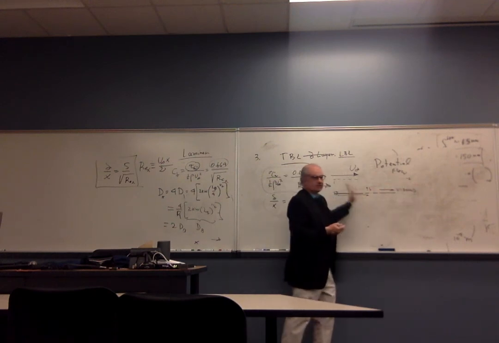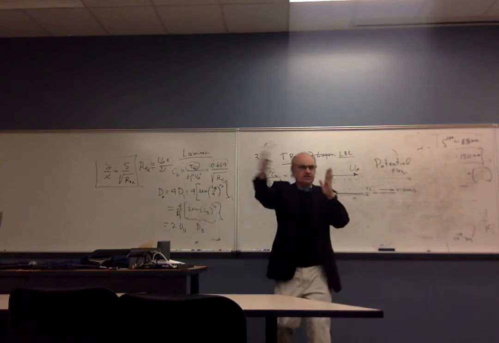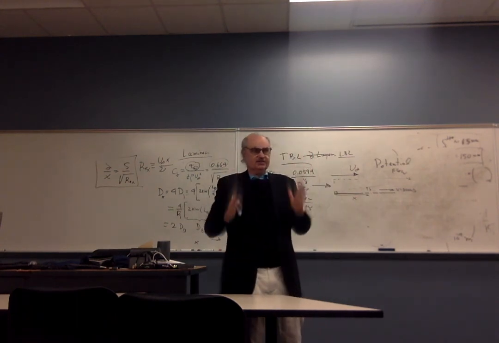Therefore, if the incident flow is parallel to the boundary layer, then what is the pressure gradient inside the boundary layer? The pressure gradient in the x direction. The pressure gradient, what is it? Is it 0? Is it big? Is it small? What is it?